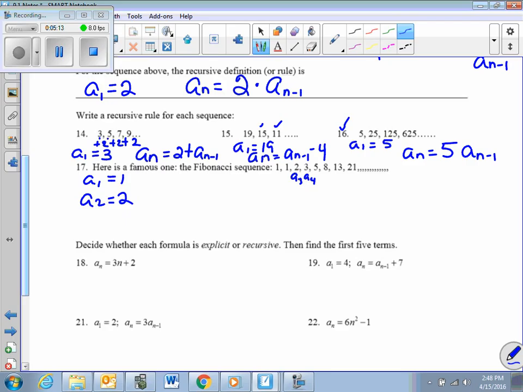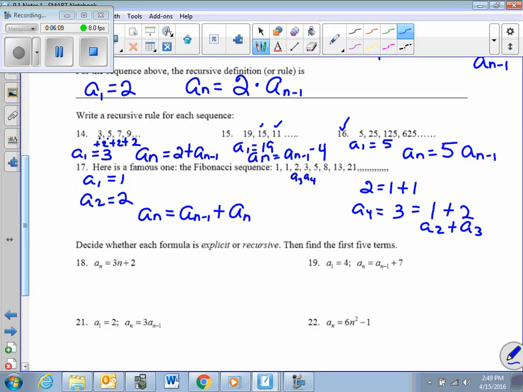So what do I do to get the third term? Well, if I take A sub 1 and A sub 2 and add them, I get A sub 3. What if I add A sub 2 and A sub 3? I get A sub 4. So what we're actually doing here is taking the two previous terms. If I look at the fourth term, A sub 4 equals 3, and that equals 1 plus 2, where the 1 is A sub 2 and the 2 is A sub 3. So my recursive rule is that I take the two previous terms, A sub n minus 1 plus A sub n minus 2, and add those together to get the next term.